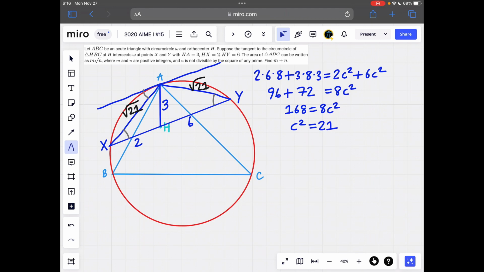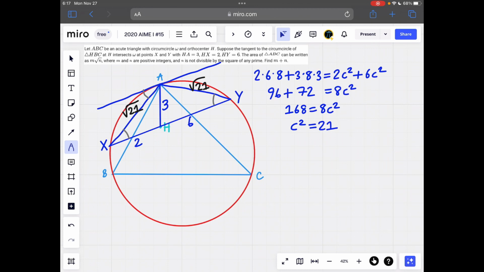Now we want to find the area of triangle ABC. And to do that, we need both the length of the A altitude and the length of BC. Then we can just multiply those two numbers and divide by 2, and we get the area of triangle ABC. But first, let's focus on finding BC. The A altitude is pretty easy. To find BC, we know it might have something to do with the circumradius of triangles AXY and ABC. So let's find the circumradius of those triangles.